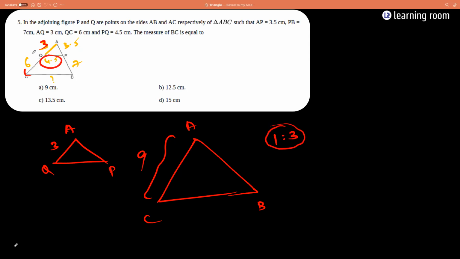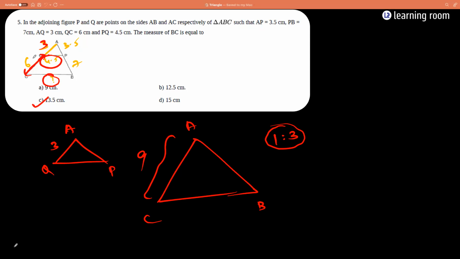So if this side is 4.5, how much should this be? 4.5 into 3, which is going to be 13.5. So you understood where you went wrong, because we considered only the part of the triangle. But you should take the full. Got it or not? Please give me a confirmation. Yes, sir, I got it. So be careful with that.